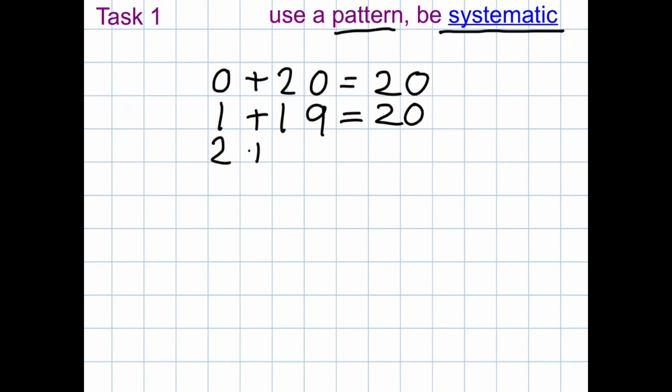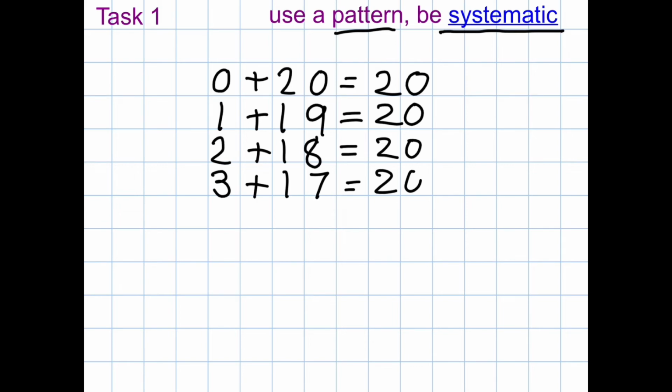2, add. Now, if you don't want to count what's on the other side, if you look at this, there's a pattern. We've got 20 and 19. So this pattern is going down, so each time it goes down by 1. So 2 add 18 equals 20. And on this side, we've got another pattern which is going up. We've got 0, 1, 2. So after 2 would be 3. Add 20, 19, 18, 17 equals 20.